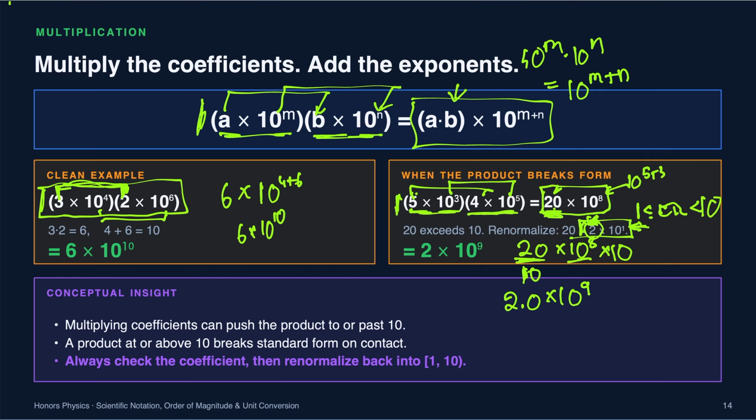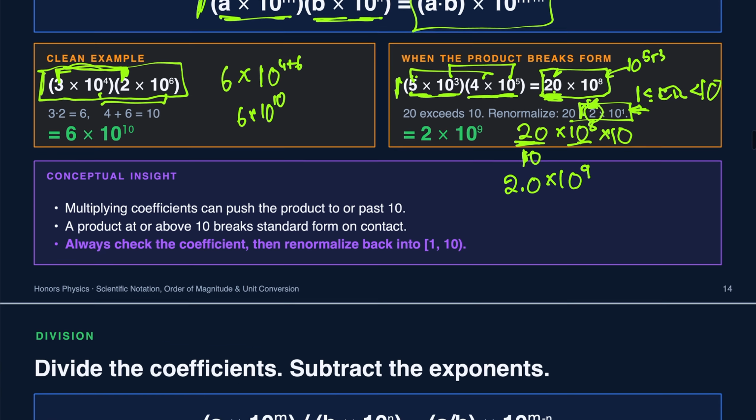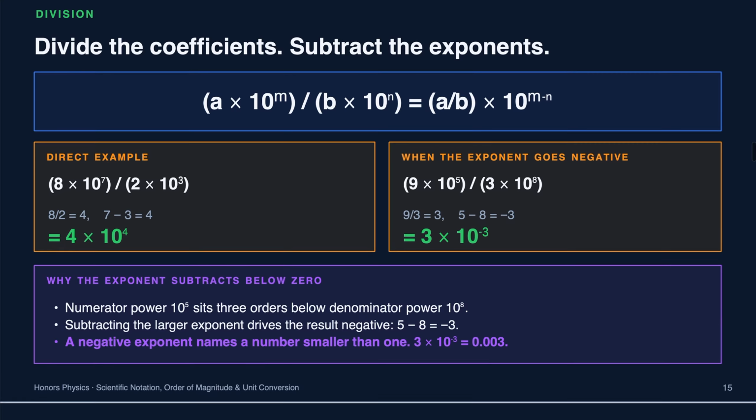All right? Now let me show you how you do it with division. When you're dividing the coefficients, you have to do something a tad bit different. You divide a divided by b, like regular, right? So if you have a times 10 to the m divided by b times 10 to the n, you do a divided by b times 10 to the m divided by 10 to the n, which is 10 to the m minus n. Now, this one is a bit more direct, right? So a divided by 2 becomes 4.